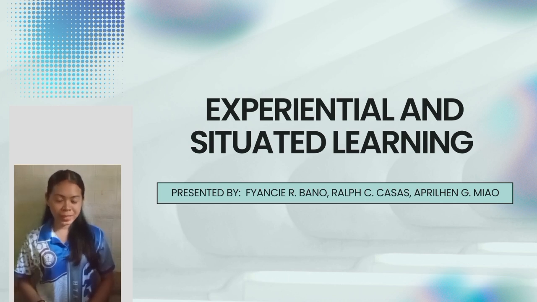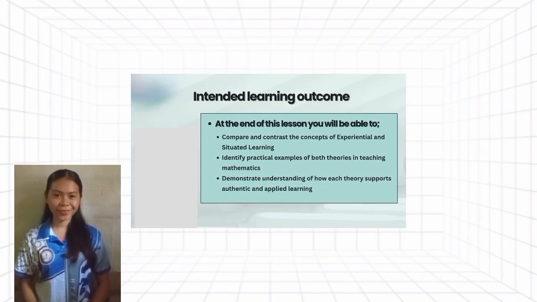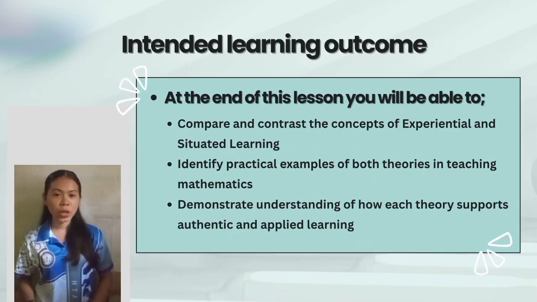Today, we will be presenting about experiential and situated learning theories and how this can be applied in the teaching of mathematics. At the end of this lesson, you should be able to: first, compare and contrast the concept of experiential and situated learning. Second, identify practical examples of both theories in teaching mathematics. And lastly, demonstrate understanding of how each theory supports authentic and applied learning.